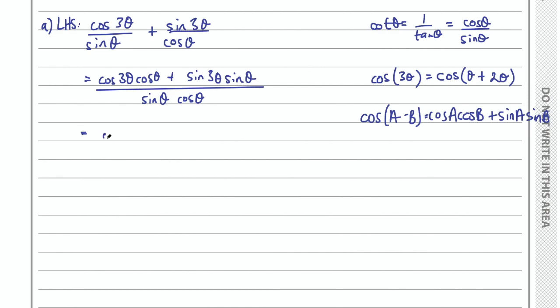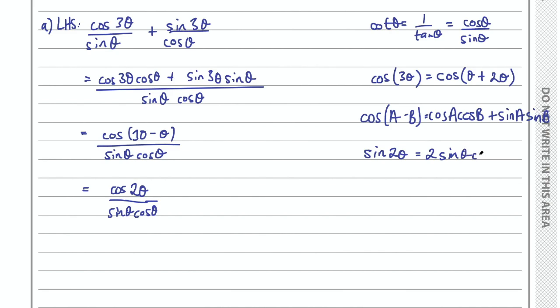So for this one, as I said, we want to simplify this down to cosine of A minus B, in this case 3 theta minus theta, over sine theta cosine theta. Cosine of 3 theta minus theta is just cosine of 2 theta, over sine theta cosine theta. Then I want to use a double angle formula in this denominator. We know that sine of 2 theta is 2 sine theta cosine theta. By extension we can say that sine theta cosine theta is equal to a half sine 2 theta. So we can plug in half sine 2 theta for sine theta cosine theta. Then we would have cosine of 2 theta all over sine 2 theta.